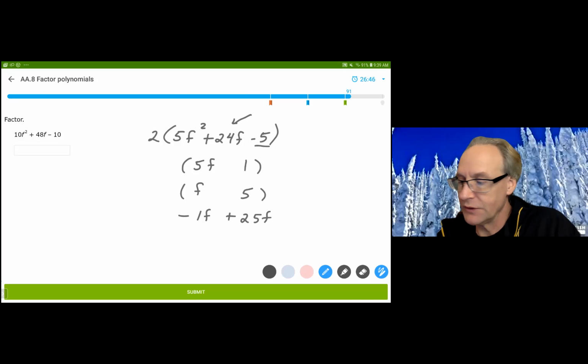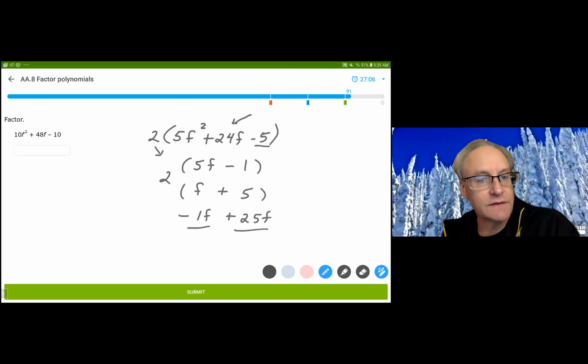Notice I'm just cross multiplying here, if you like to think of it that way. Don't forget to put your 2 down. When you go down, you want to remember to take out that 2 factor. The last step is to put the positive with this one so that it's positive 25f, and the negative with the 1, so it's negative 1f, and we can see that it works. And there's our 3 factors.